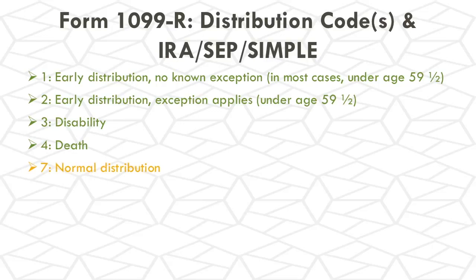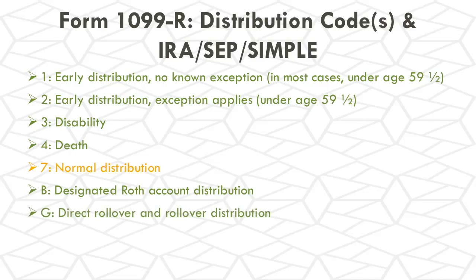Code 7 will be the most common that we'll see. It's just a normal distribution. Most taxpayers will have 7 in this box, and there won't be anything really weird that we need to worry about. It's just a normal distribution after retirement. Code B could indicate that this is a designated Roth account distribution. We'll talk about that more later, so don't worry about that for now. Code G indicates that this is a rollover.